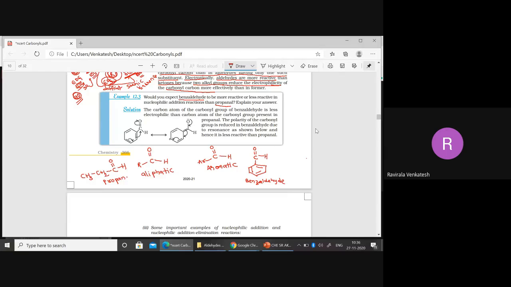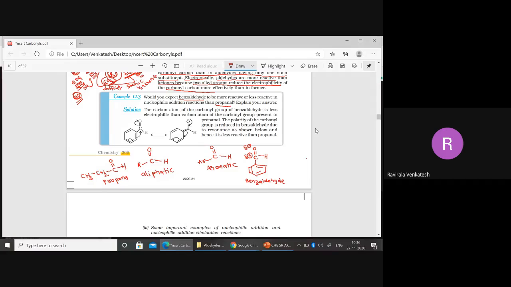You can take any alkyl group, ethanal, propanal, formaldehyde, butanal, pentanal, like that. It is an aromatic. Now the question is, which is more reactive towards nucleophilic addition, where nucleophilic addition takes place readily. Now you have a negative character here, and a positive character here.